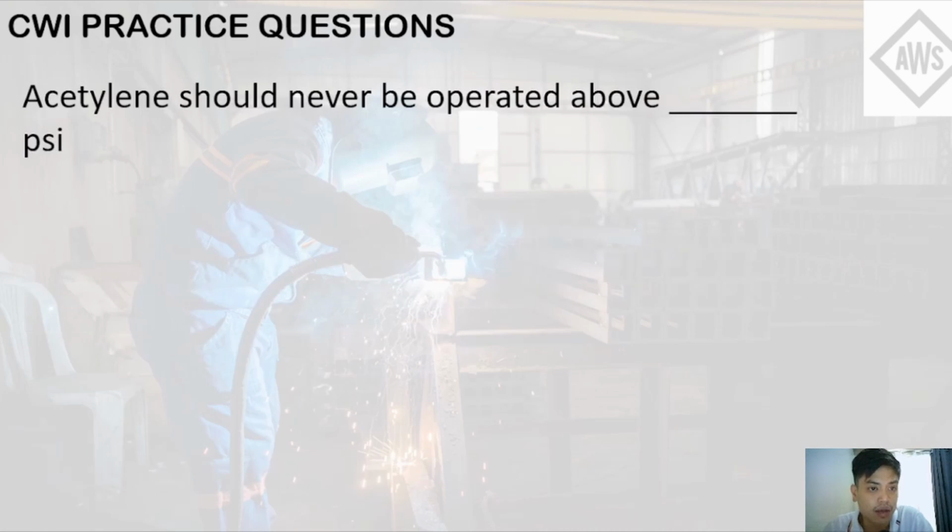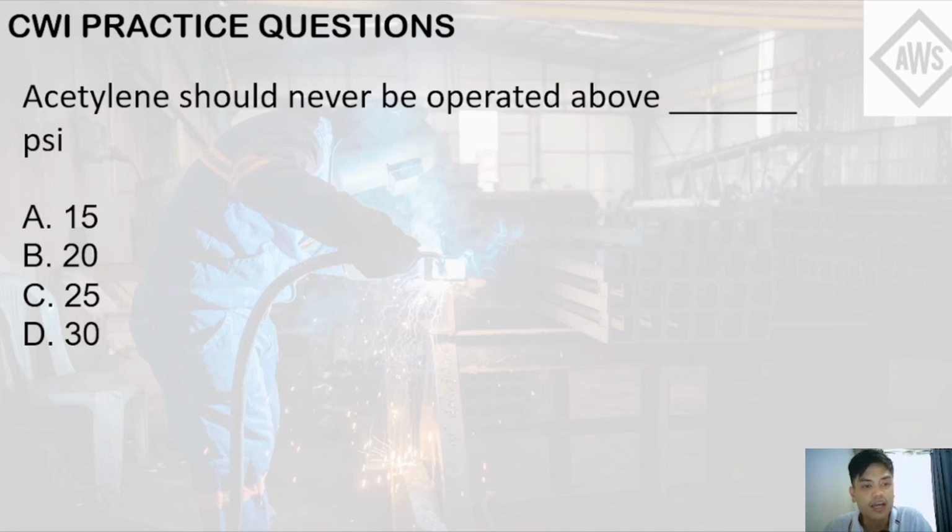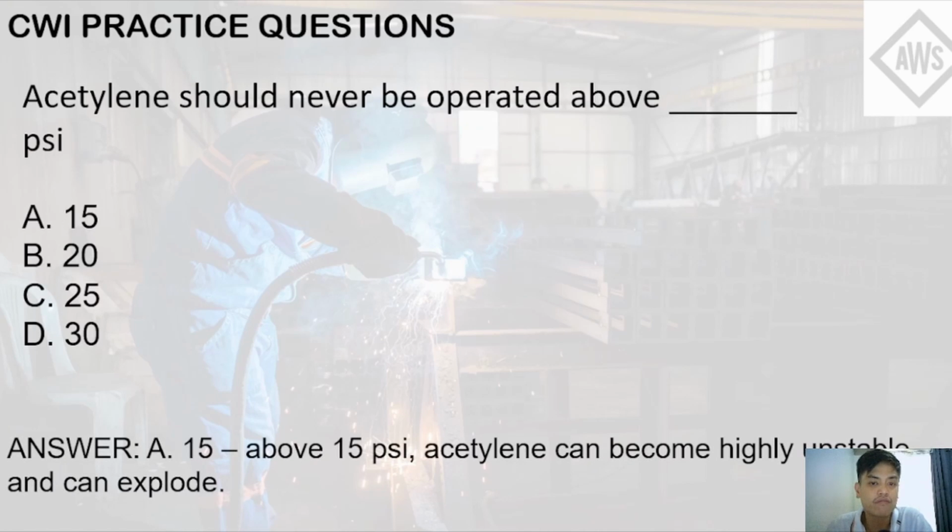Next question. Acetylene should never be operated above blank PSI. So what PSI is that? A, 15. B, 20. C, 25. D, 30. The answer here is letter A. Above 15 PSI, acetylene can become highly unstable and can explode. Acetylene is a highly volatile gas, so if it is pressurized above 15 psi, it can explode the cylinder and cause accidents. So it should never be operated above 15 psi. You also need to check the manual of the acetylene cylinder before operating it, just to be sure.